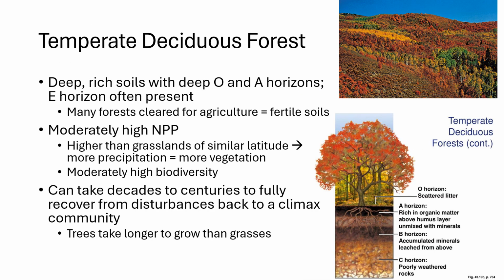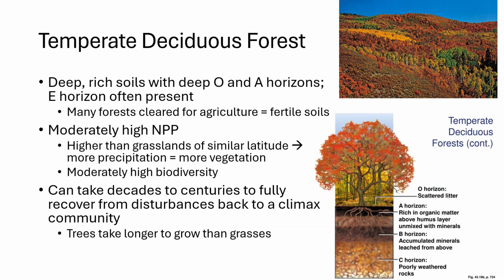So the temperate deciduous forests are going to have deep, rich soils. They're going to have a deep O horizon, lots of leaf litter on the ground, deep A horizon because those leaves are consistently decomposing and creating that organic matter, that humus and the soil that is being brought down into that A horizon by microbial and earthworm and beetle activity.